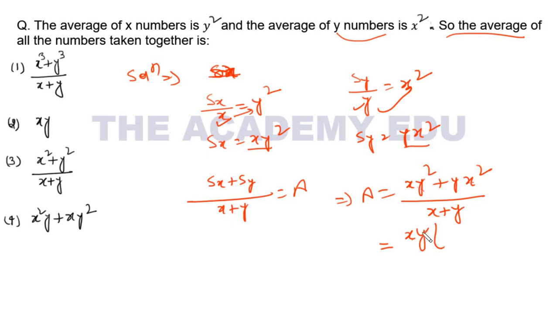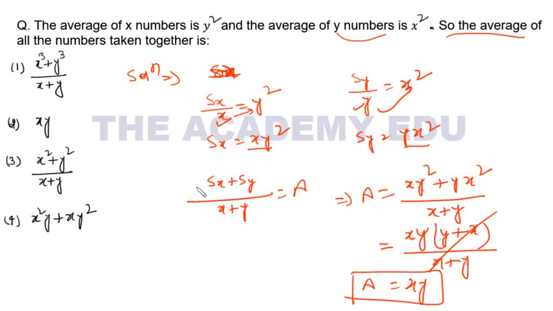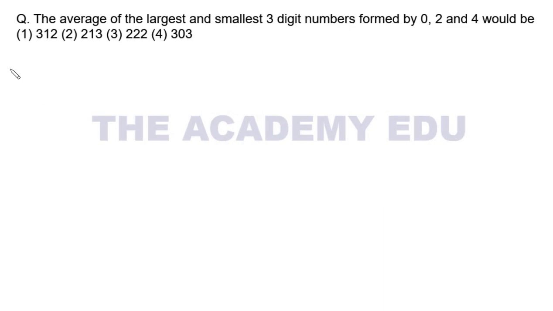Here there is a Y square, so one Y is taken out and I am left with only Y. Now here Y is common, X is here, so I am left with only X. And here X plus Y. So X plus Y is cancelled. So what is the average? XY is your average. Okay. So is there an answer? Yes. XY is the answer. Hopefully you got the answer. Move to the next question.